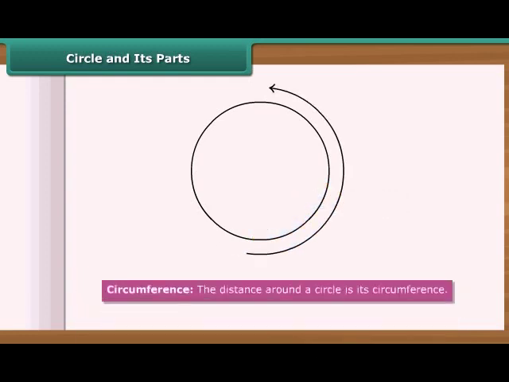The boundary of a circle is known as the circumference of the circle. The distance around a circle is its circumference.